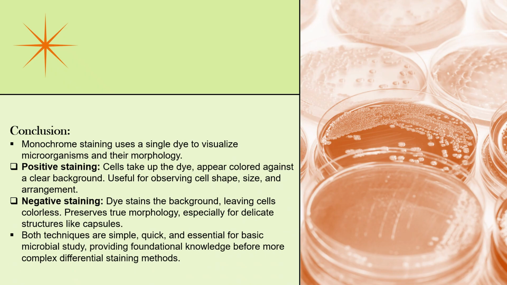Conclusion. Monochrome staining uses a single dye to visualize microorganisms and their morphology, as positive staining and negative staining. In positive staining, cells take up the dye and appear colored against a clear background, useful for observing cell size, shape, and arrangement. In negative staining, the dye stains the background, leaving cells colorless, which preserves true morphology, especially of delicate structures like capsules. Both techniques are simple, quick, and essential for basic microbial study, providing foundational knowledge before more complex differential staining methods.